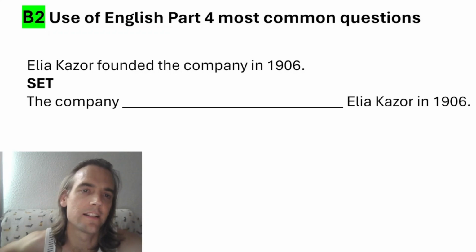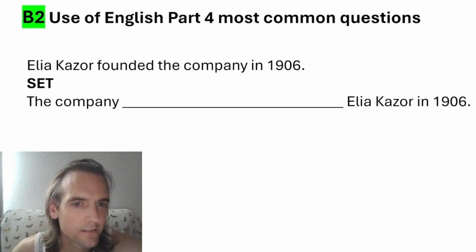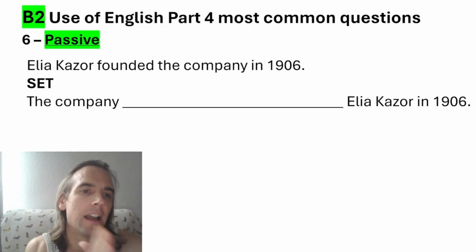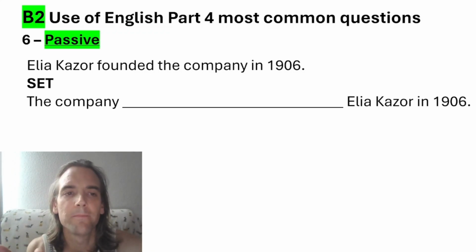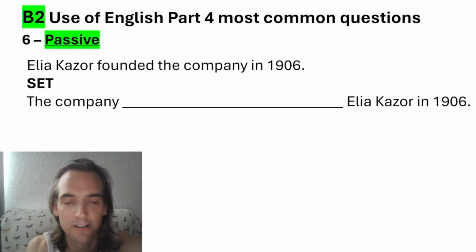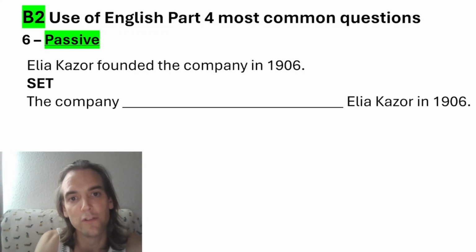Grammar point number 6. Oh, this is an easy one, isn't it? Quite a satisfying one. I'm expecting 2 marks from lots of people here. Pause the video. Give yourself a mark. Of course, it's a passive question. Elia Kazor founded the company. That is a subject, a verb, and an object. Now in my sentence that I'm transforming, I'm starting with what was the object. So I've moved the object.